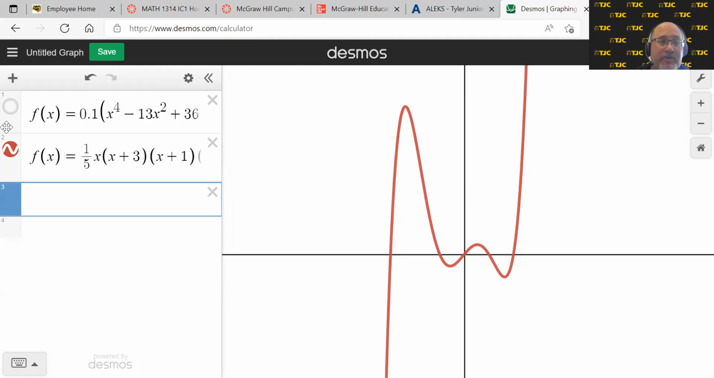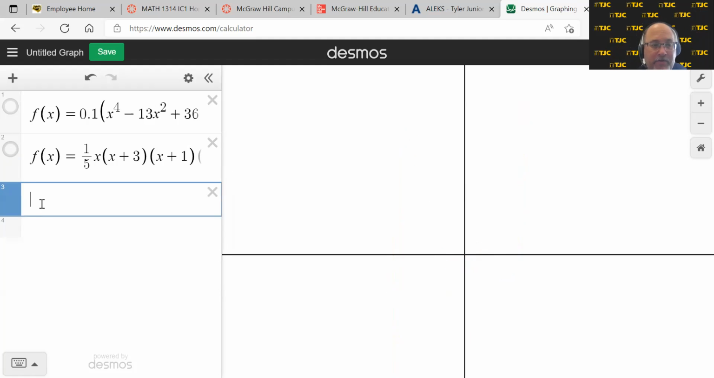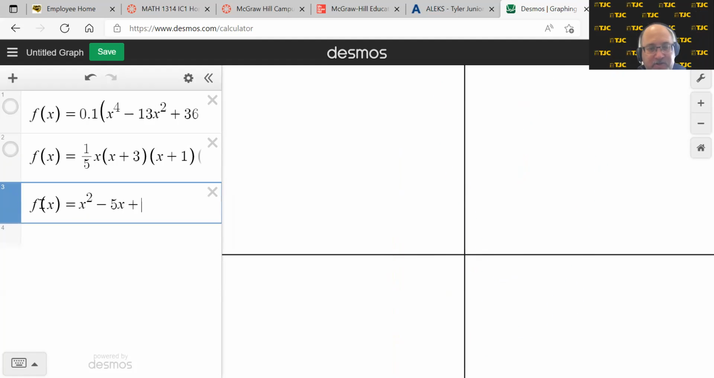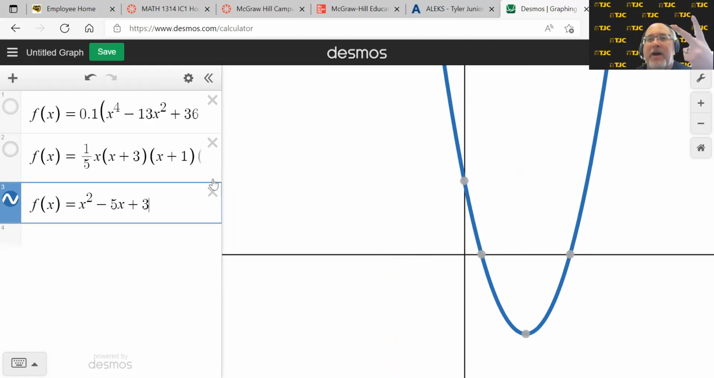We already know some other examples, like a 2nd degree polynomial function. This one's easy to show. f of x equals x squared minus 5x plus 3. That's a 2nd degree polynomial function, and it turns only once. So what does that suggest? Well, it suggests that the degree has something to do with the number of times that it turns.